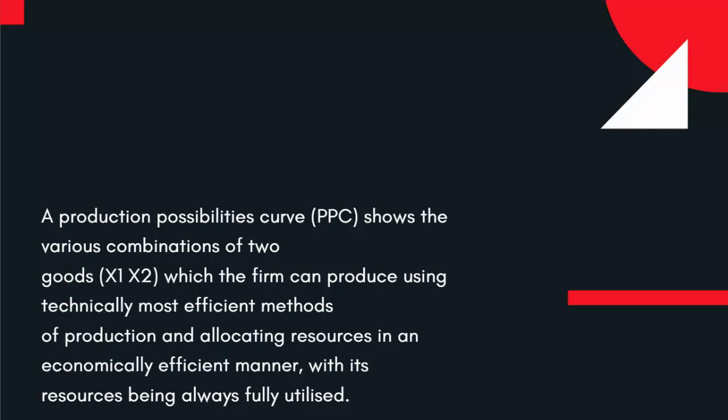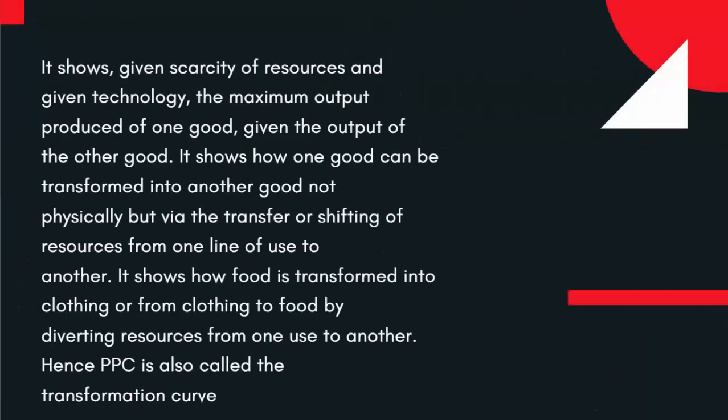A production possibilities curve, PPC, shows the various combinations of two goods, X1, X2, which the firm can produce using technically most efficient methods of production and allocating resources in an economically efficient manner, with its resources being always fully utilized. It shows, given scarcity of resources and given technology, the maximum output produced of one good, given the output of the other good.